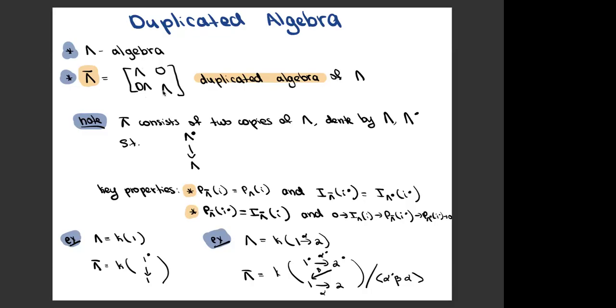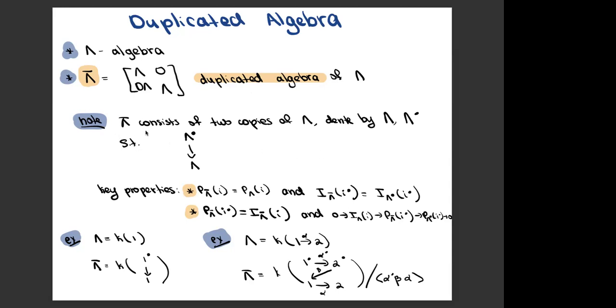And so it can be given as a matrix algebra in the following way. I take 2 copies of lambda, and that's the term for duplicated algebra. I really do take 2 copies of lambda, and I glue them along this bimodule D lambda. And really the picture you should have in mind is as follows.